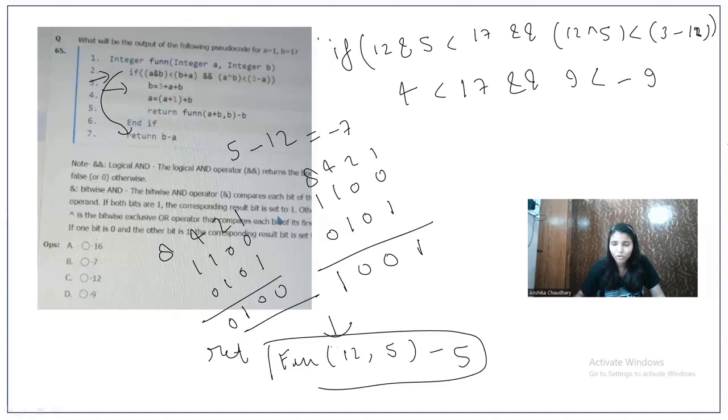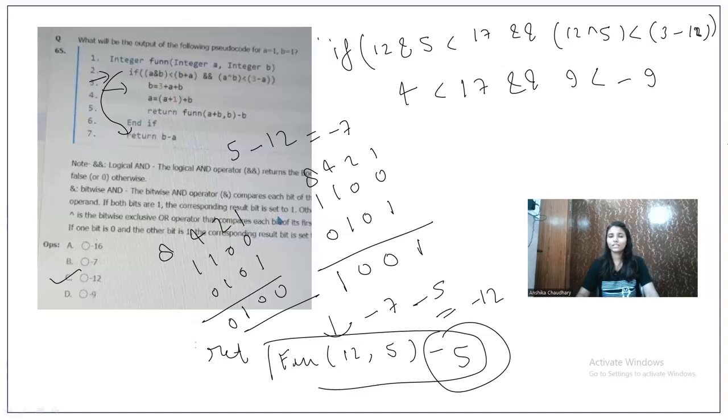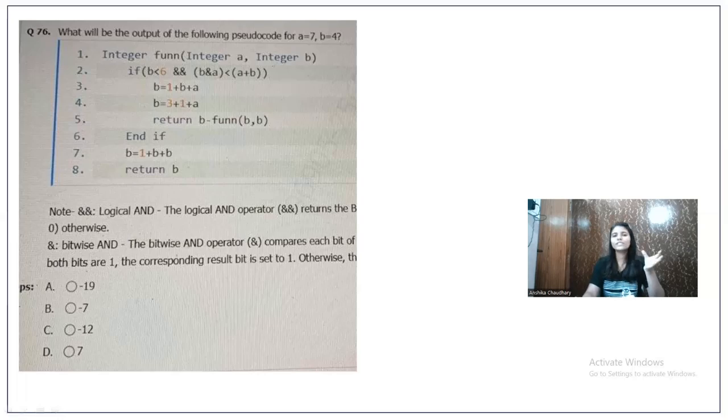Okay, the function call we made was 12, 5. This function call will return us -7. Here -7 and here -5 is extra. So -7 -5 will become -12, and this is how -12 will be the answer for this question. So option number C will be the correct answer. I hope it makes sense. I hope it is clear to you. So let's move on to the next question now. The next question is again of the same type.